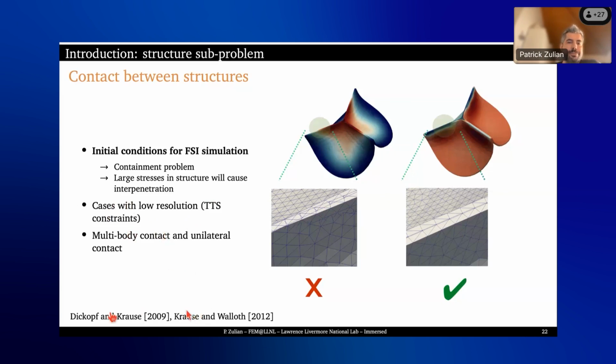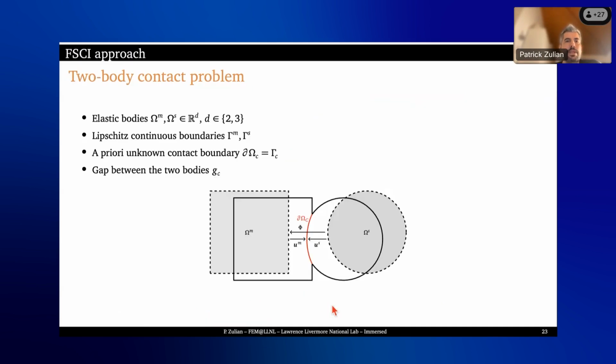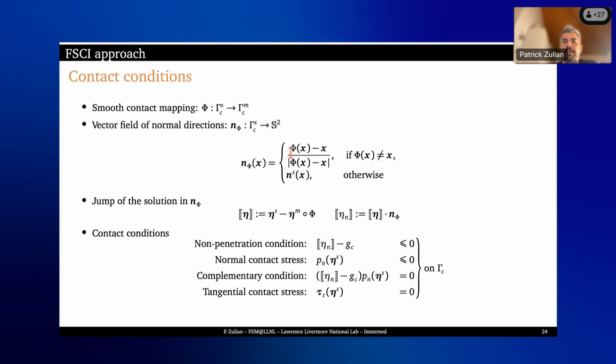And we base our work on these papers by Rolf Krause and collaborators. So just to clarify why contact problems are challenging: first, you have this contact boundary, which is not known a priori. And from this contact boundary, you have to identify this contact mapping, which is also not known a priori. So during the simulation, you will have to figure out what this contact mapping is. And this contact mapping will eventually generate some gap function and some normal field, which gives you the direction of these contact surfaces. And then, of course, there are the standard contact conditions, which are listed here, but I will not spend too much time on it because it's standard material.